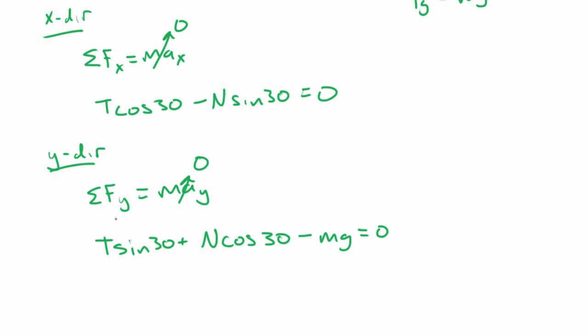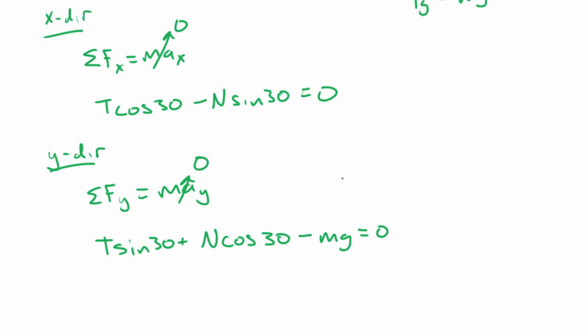Same sort of deal here. I don't know T and I don't know n. I know mass times gravity, but now I still have two unknowns. Now I have two equations, so that's fantastic. I can solve this. All right, how would you guys go about solving this problem? You remember how to solve two equations simultaneously?